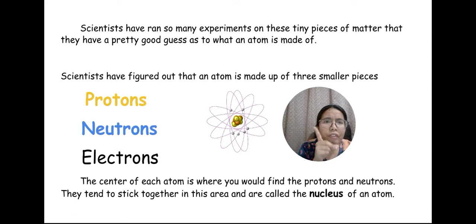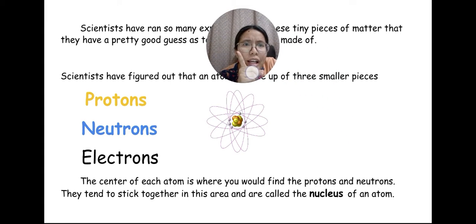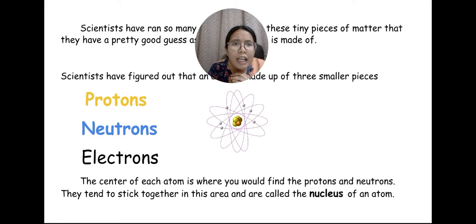So, the center of each atom, kung makikita natin, yung nasa gitna ng atom, meron tayong nakikita na orange and yellow. Hindi talaga yan orange and yellow pag nakita natin, pero may 2 nasa loob. Okay? So, the center of each atom is where you will find the protons and neutrons. Oh, so yung nasa gitna, ang mga nasa gitna ay protons and neutrons. They tend to stick together. So, nag-i-stick sila. Ibig sabihin, magkasama sila in this area and are called the nucleus of an atom.